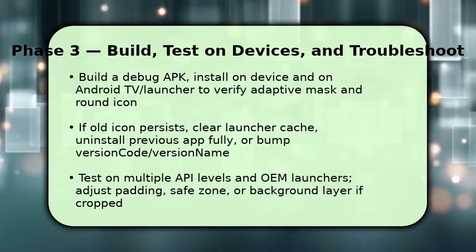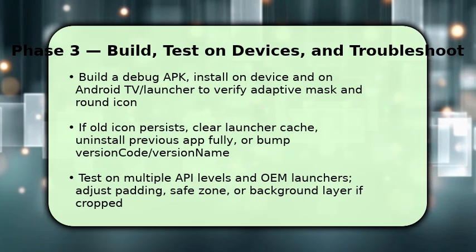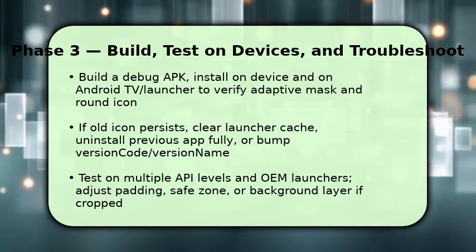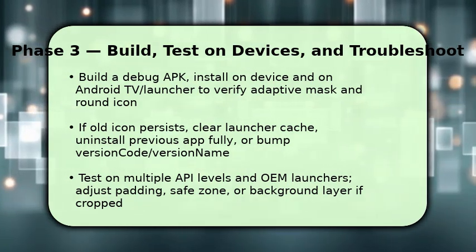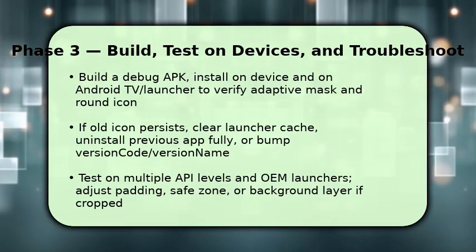Make sure to test on multiple API levels and manufacturer launchers. If cropping occurs, tweak padding and safe zone, or use a different background layer. One key troubleshooting tip: clearing launcher data often resolves persistent cached icons.